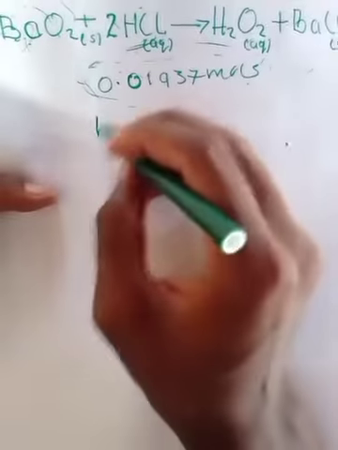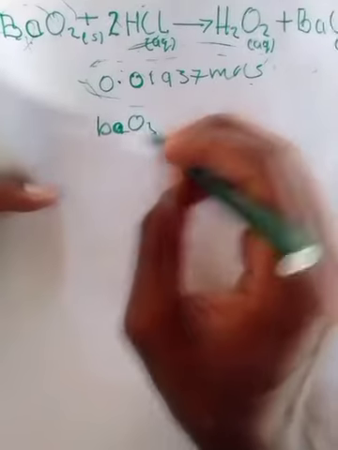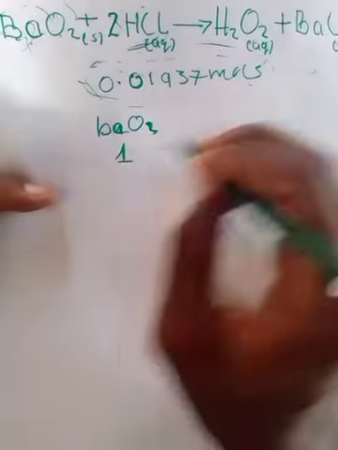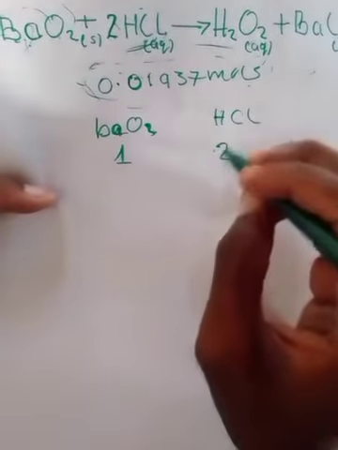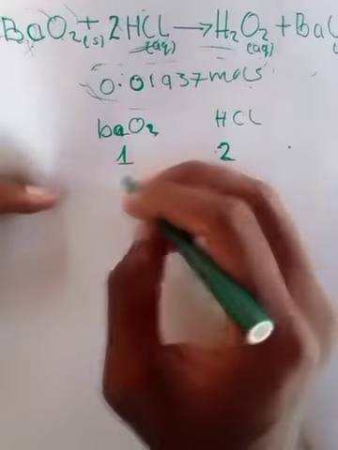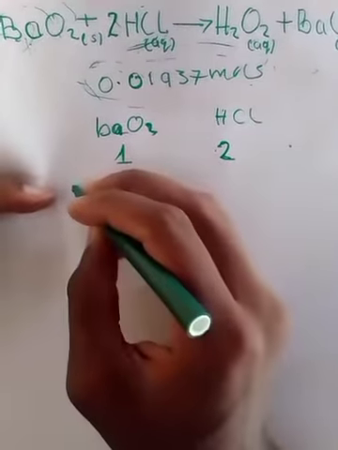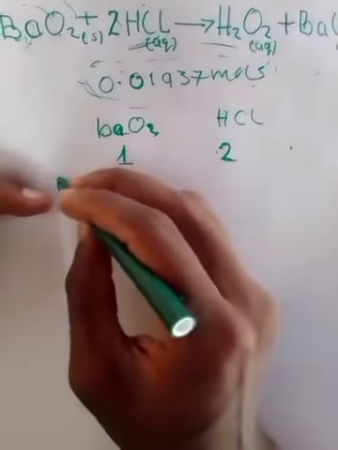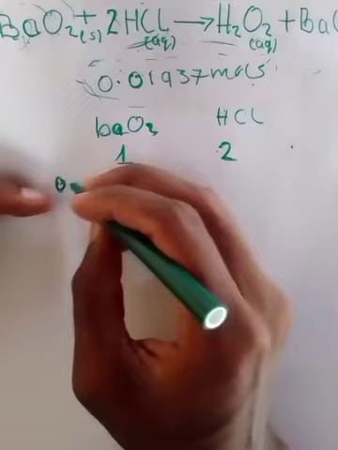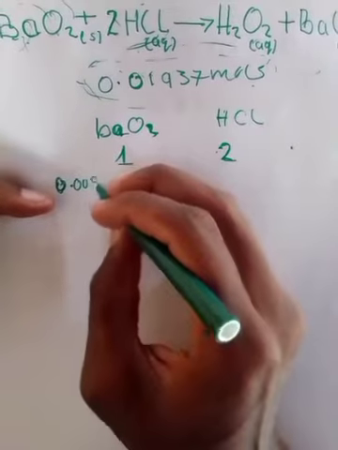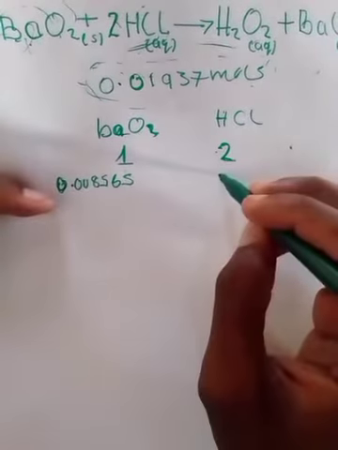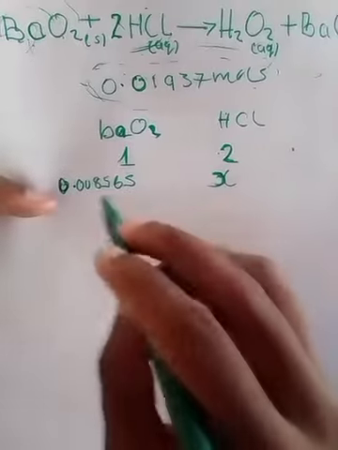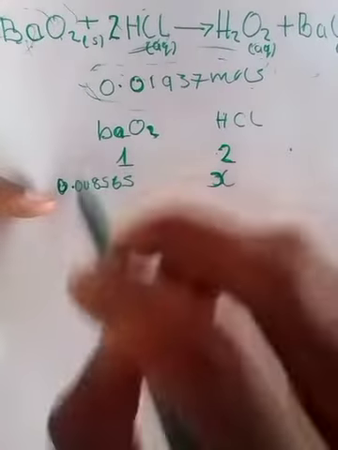For barium peroxide, we know that it has the coefficient of 1. Hydrochloric acid is having the coefficient of 2. This one, we know its number of moles, and we know that it is 0.008565. This one is what we're looking for. This time we are looking for the number of moles that were used up. They ask you to find the number of moles for this one that were used up.